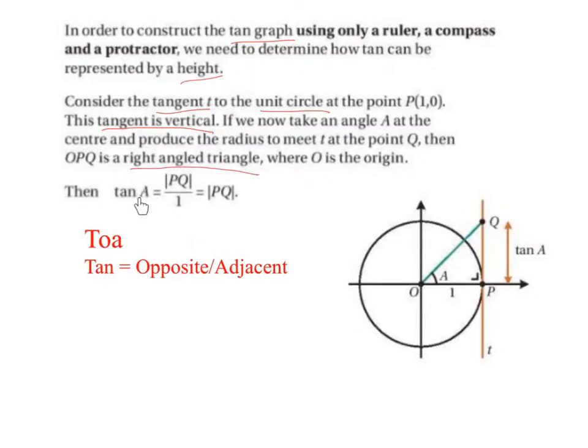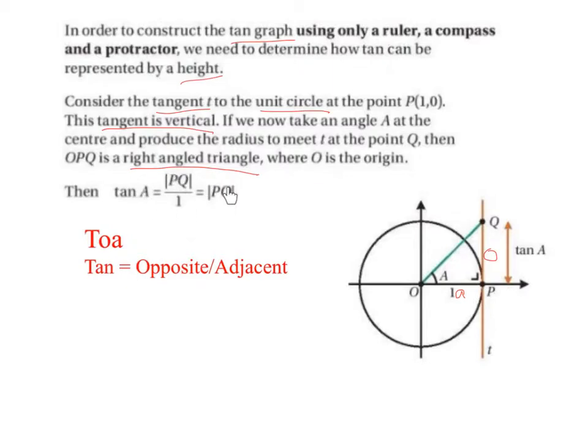Then tan of A is going to be PQ over 1, which is going to be PQ, because we use TOA for our formula, and TOA represents tan equals opposite divided by adjacent. So if this is the angle A, then this is the opposite, and this is the adjacent. So it's going to be the opposite, which is PQ, over the adjacent, which is 1, because remember the unit circle has a radius of 1, and PQ over 1 gives us PQ.